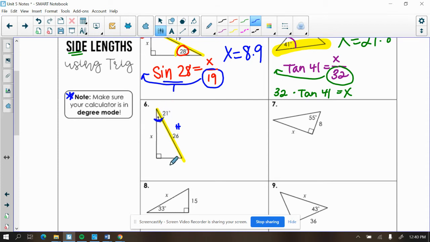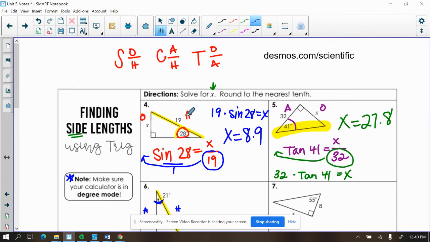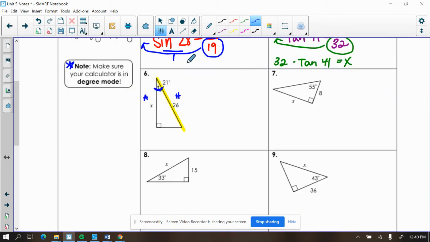I don't have an opposite side, right? I have an adjacent side. So adjacent and hypotenuse. If we go up, which one am I going to use? Sine, cosine, or tangent? So cosine is adjacent over hypotenuse. So I'm going to say cosine of my angle, 21 degrees, equals adjacent, which is x, over 26.